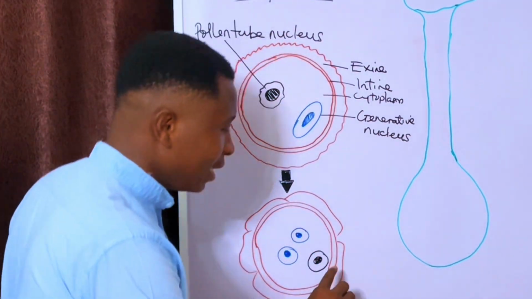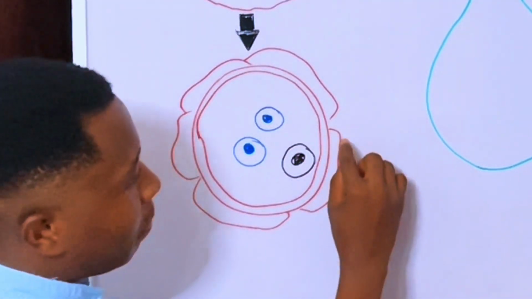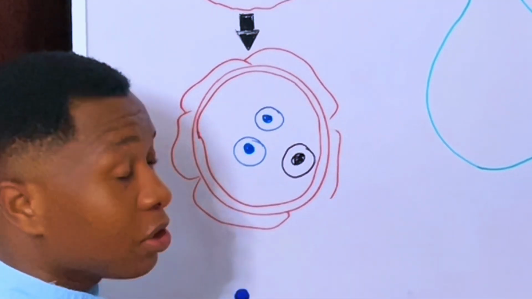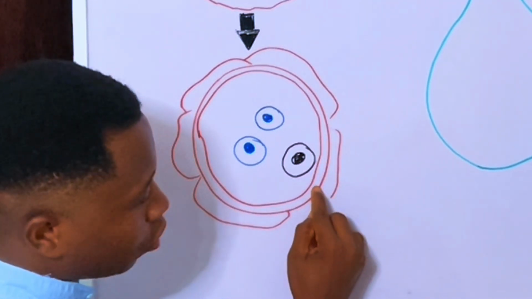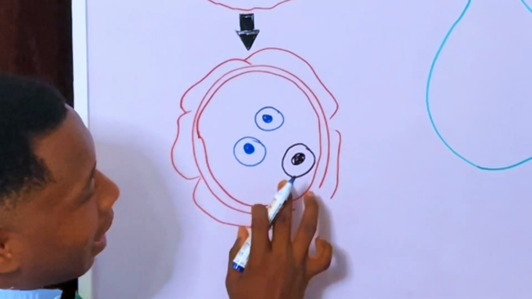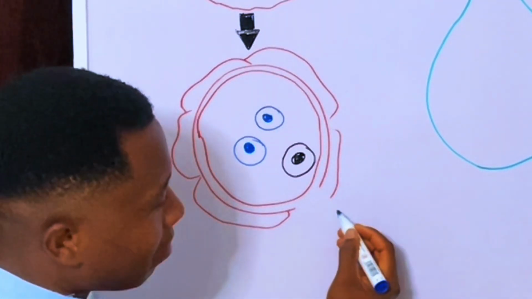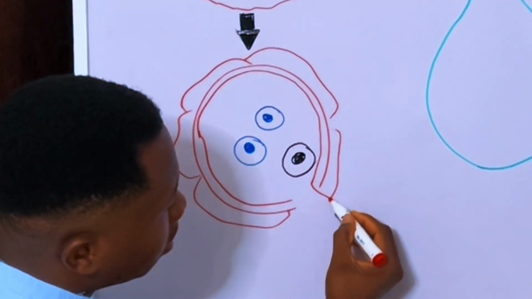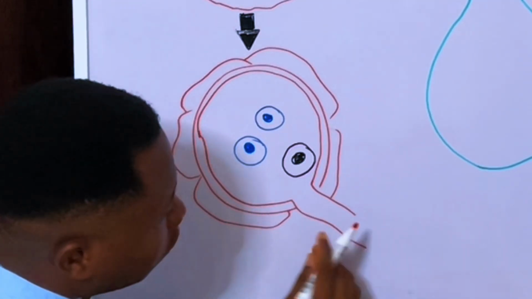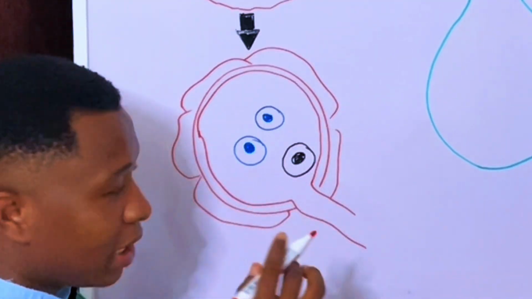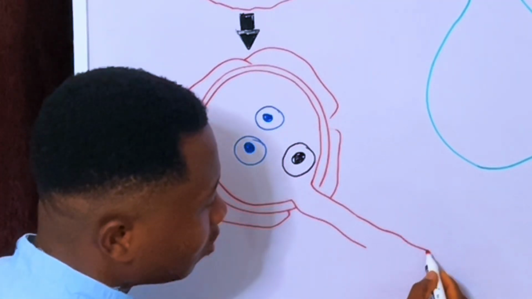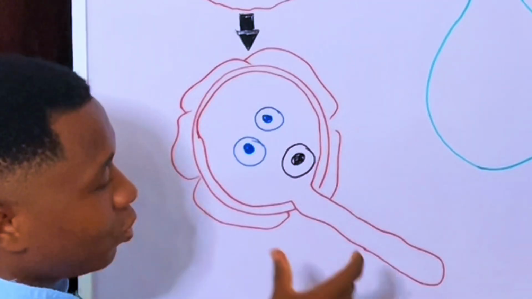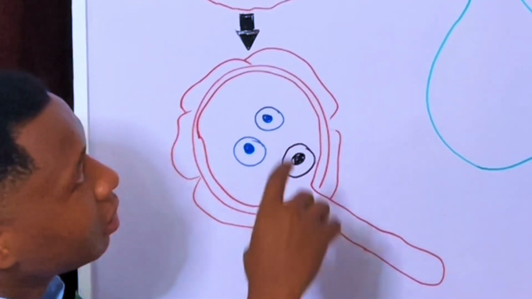The next thing that happens is that this outer part, the exine, which is the outer part of the pollen grain, begins to lyse, it begins to rupture. The second layer also begins to rupture. Then this part, which is the intine, begins to germinate out as a result of the rupturing of the outer layer. So you now start seeing something like this. In case you are asked to draw the germinating pollen grain, this is what you should draw. But if you are asked to draw a normal pollen grain, this is what you should draw.